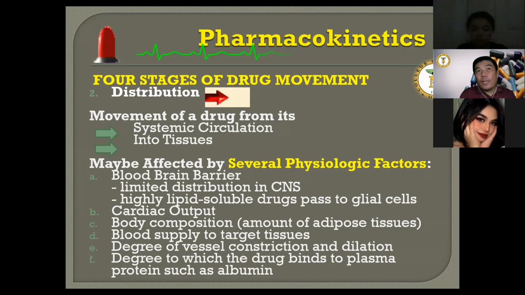However, this may cause an effect on the brain if the blood-brain barrier is damaged. To what extent will the blood-brain barrier be damaged? Injury, there could be infection, there could be inflammation.